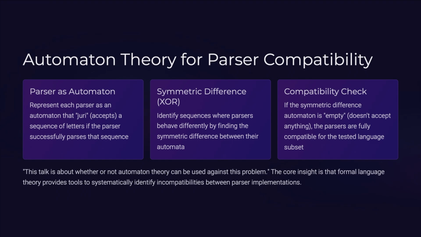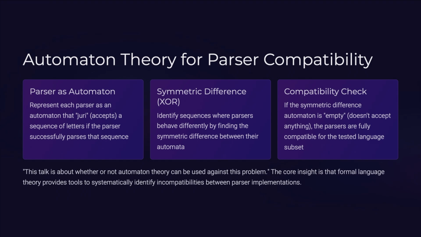A parser can be modeled as an automaton. And specifically, this parser automaton accepts a sequence of input text if and only if that particular parser, say Prism, can successfully parse that sequence of code without reporting a syntax error. Right. It basically defines the precise set of input strings that parser considers valid Ruby syntax.